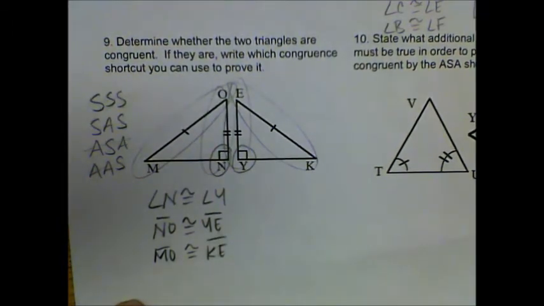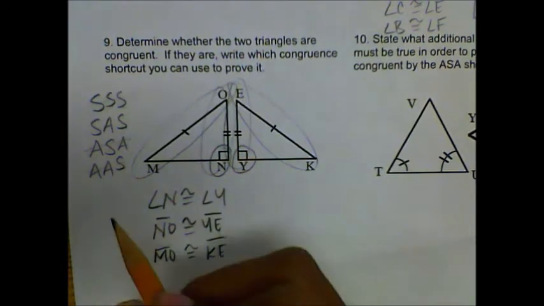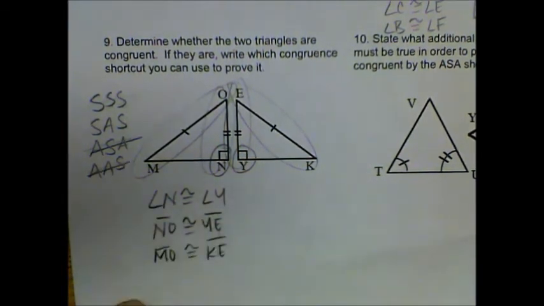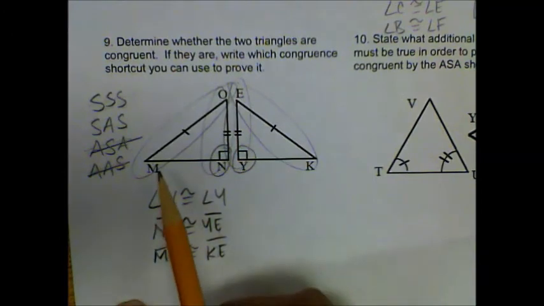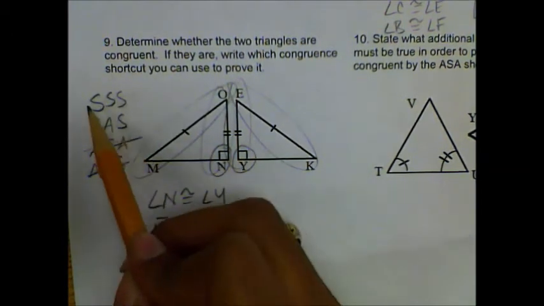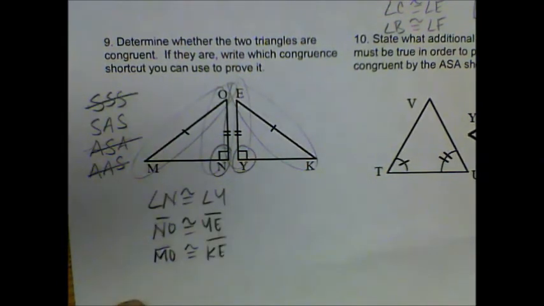Now, we got two sides, so that means it can't be angle, side, angle, and angle, angle, side. So it has to be side, side, side, or side, angle, side. Well, I know it's not side, side, side because they didn't tell us whether or not side MN was congruent to side YK. So we cannot use that one. Now we're left with side, angle, side.